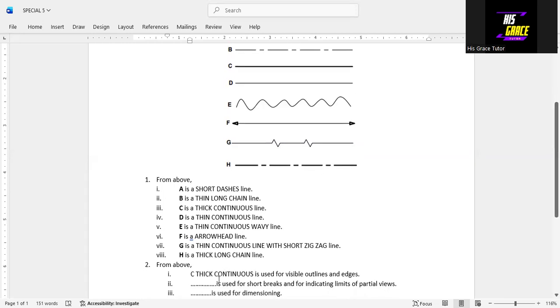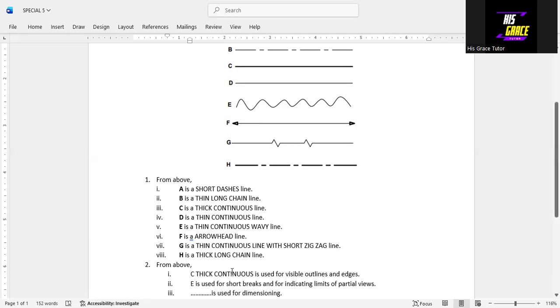Then Roman figure 2 says that the dash is used for short breaks and for indicating limit of partial views. That is the thin continuous wavy line, which is E. So we have E for that.